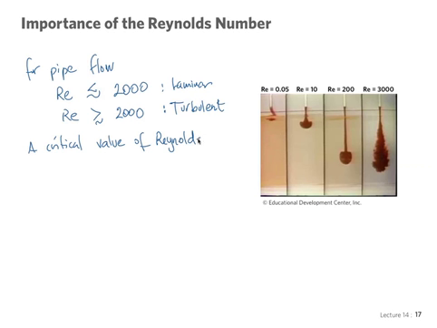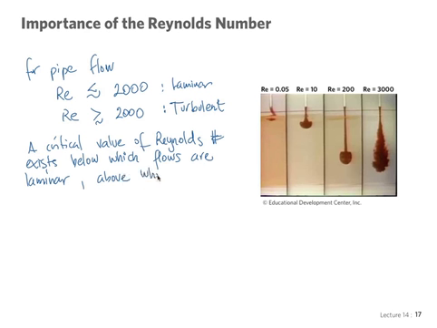Of Reynolds number below which flows are laminar and above which flows are turbulent. The exact value depends on the flow situation. So a laminar flow, as you increase the velocity, for example, could experience an instability and become turbulent. And this is what we'll see in pipe flow as you increase the velocity.